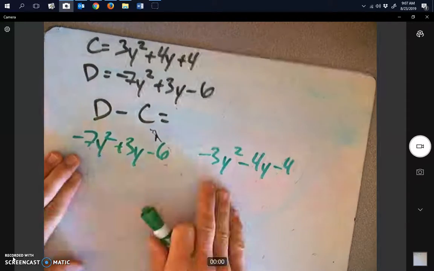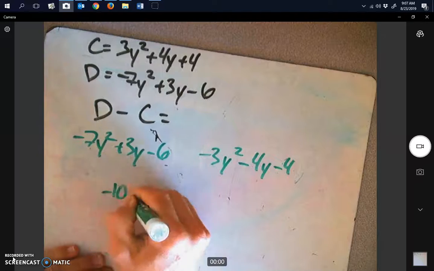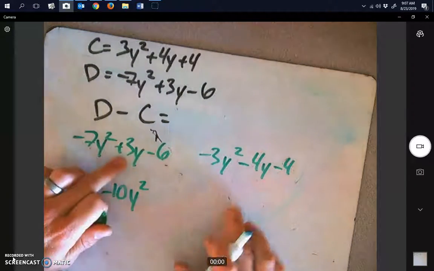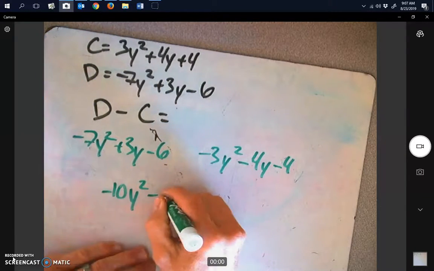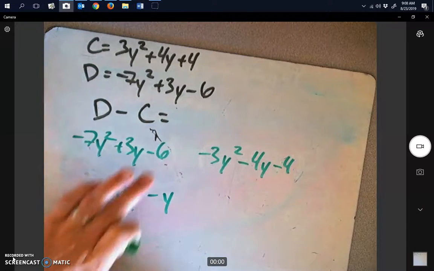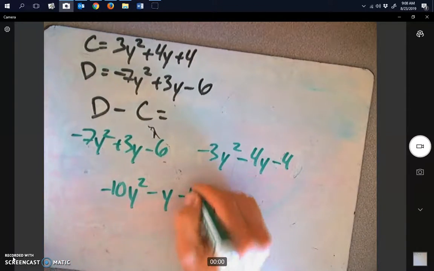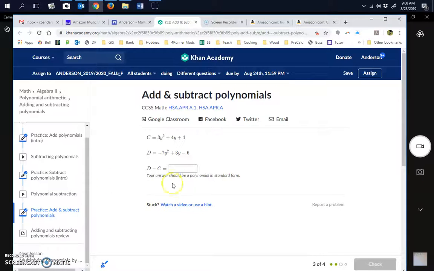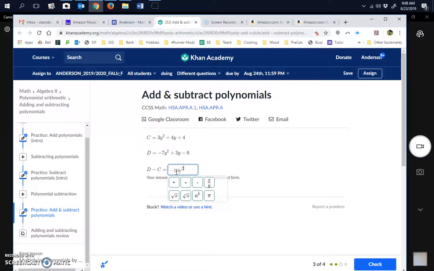So negative 7y squared minus 3y squared is negative 10y squared, plus 3y minus 4y is negative 1y, or just negative y. And negative 6, negative 4 is negative 10. So negative 10y squared minus y minus 10.